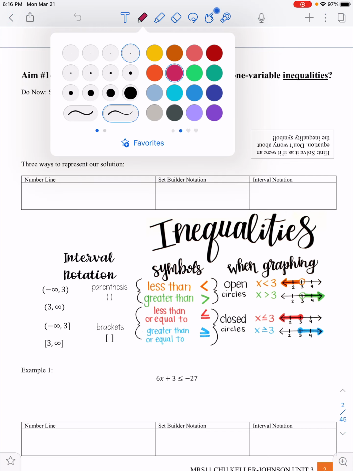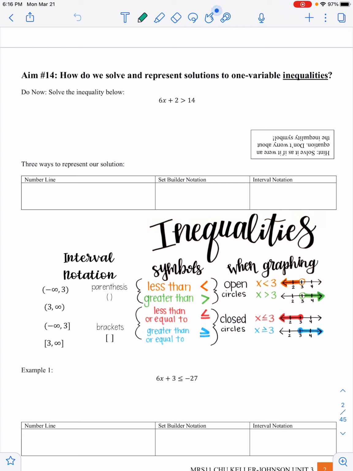If you weren't here, go ahead and pause the video and see if you can do it by yourself first. We solve inequalities the same way we solve regular equations, right? We want to get the x by itself. So the first thing we're going to do is subtract 2 from both sides. Now we're left with 6x is greater than 12. And then to solve for x, you divide by 6 on both sides. You get x is greater than 2.